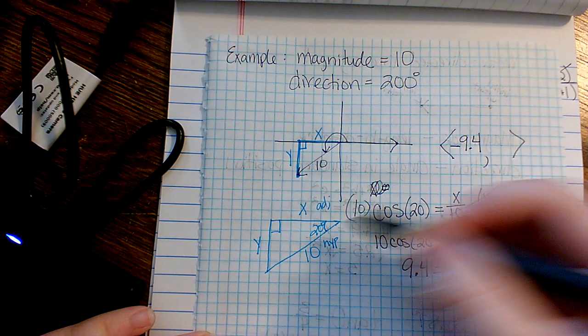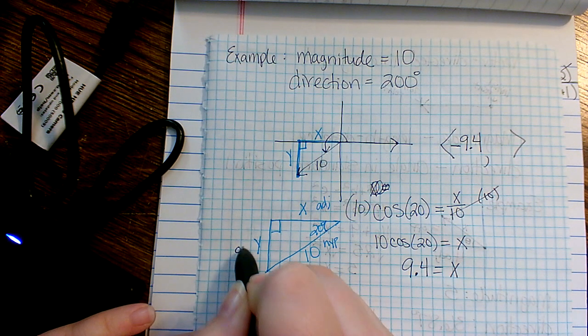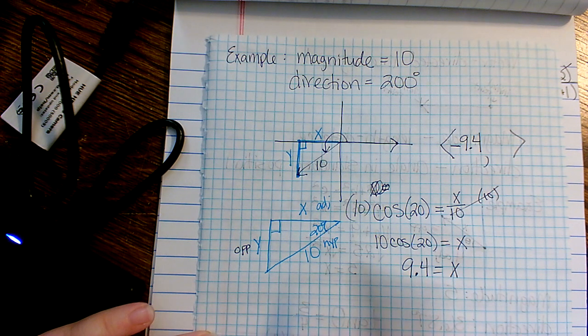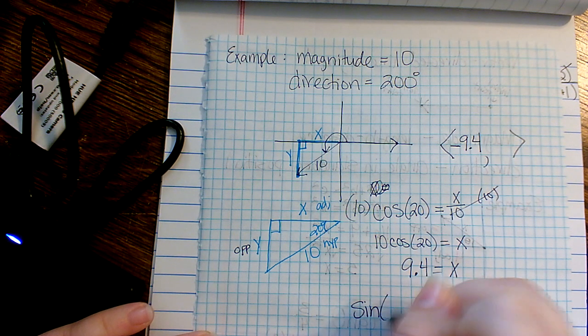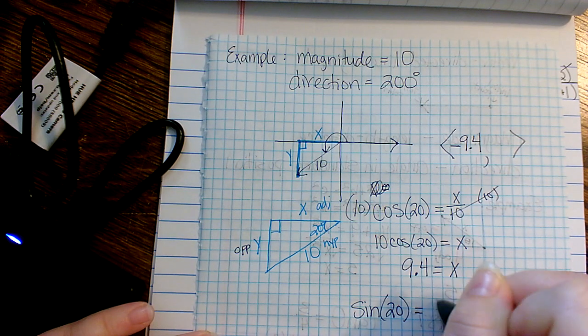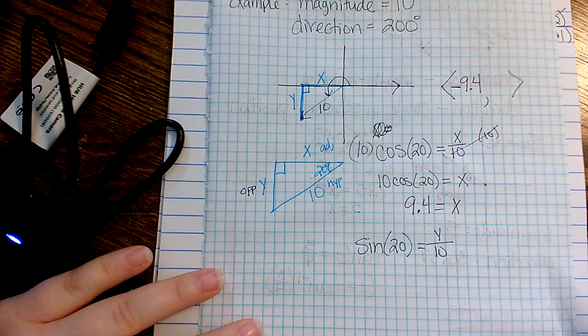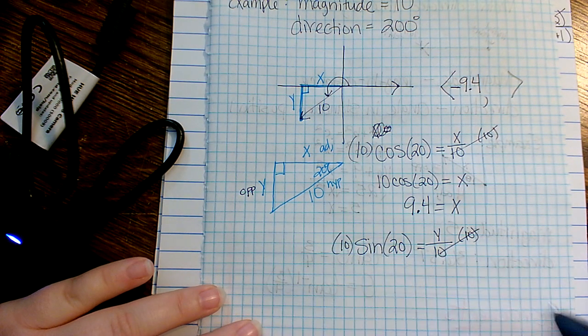So when we go to write our vector in component form, instead of positive 9.4, we need to make sure that we put negative 9.4 because it's pointing in that negative direction. Now we need to find the y component. So again, use this right triangle. The y is the opposite. The 10 is the hypotenuse. So opposite over hypotenuse is sine. So to find the y coordinate, we're going to do the sine of 20 degrees, which is the y over 10. So again, multiply by 10.